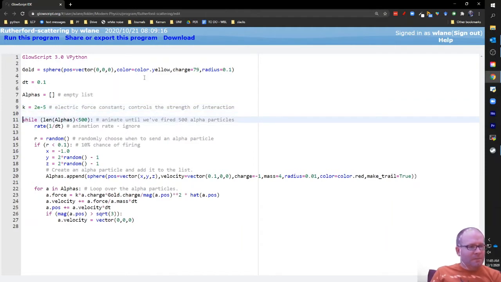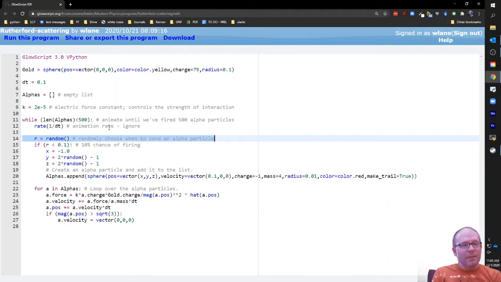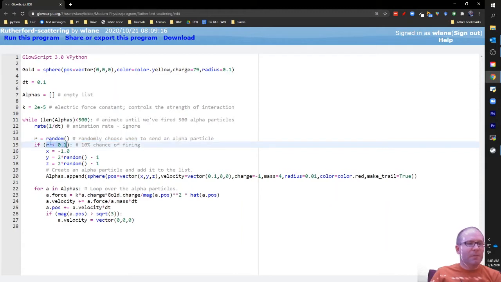And then over here, we're going to animate until we have fired 500 alpha particles. So originally, we had no alpha particles. And we're going to keep going until we have fired 500 alpha particles at this gold nucleus. Here is the rate command that just sets the animation rate. Ignore that line. Here is where we randomly choose whether we are sending an alpha particle in this frame. So in each frame, we're going to have a 10% chance of firing. So if a random number is less than 0.1, that's a 10% chance of firing an alpha particle in each frame.